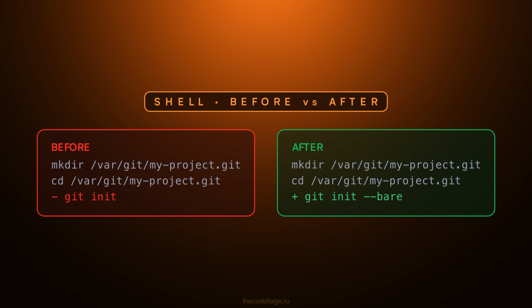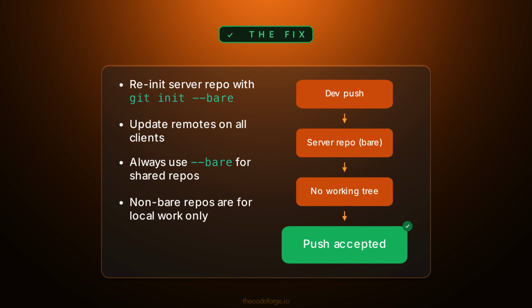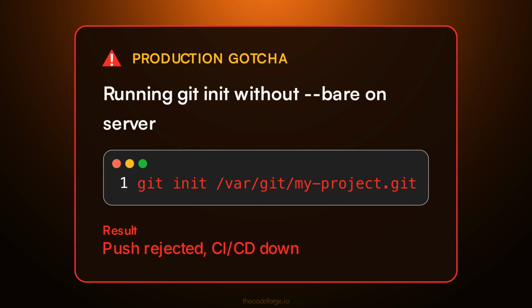The fix is to use --bare for shared repos. The fix was to reinitialize the server repo with git init --bare. This removed the working tree, so pushes are now accepted. Always use --bare for central repositories. Never run git init without --bare on a server that you intend to push to. You'll get refusing to update checked-out branch errors.